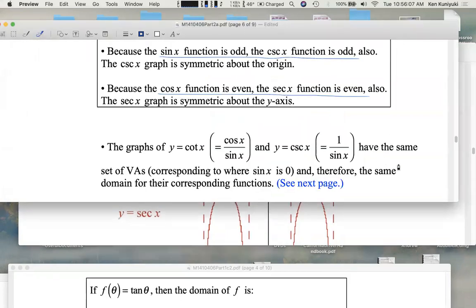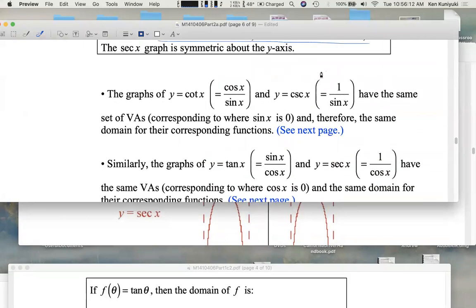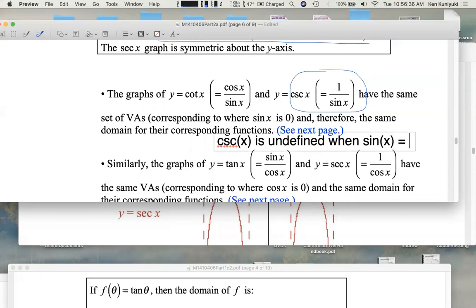Okay, now what about vertical asymptotes, VAs? Well, take a look at cosecant of x, which is, remember, the reciprocal of sine of x. We have a VA when cosecant of x is undefined. And cosecant of x is undefined when sine of x, the bottom here, is what value? When sine of x is 0. So cosecant of x blows up when sine of x down here is 0.